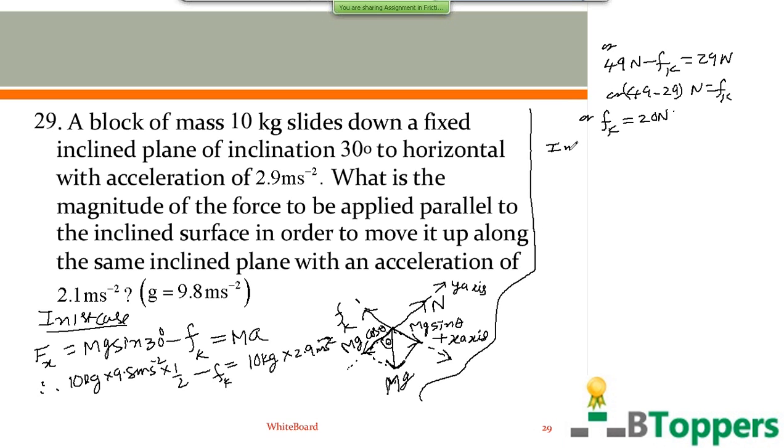So in the second case, you have to find the magnitude of the force to be applied on the block parallel to the inclined surface so that it can move up along the same inclined plane with an acceleration of magnitude 2.1 meter per second square. Let us draw the free body diagram for the block in the second case.